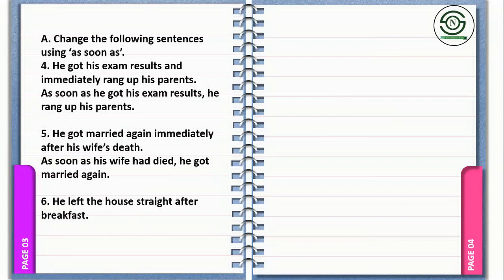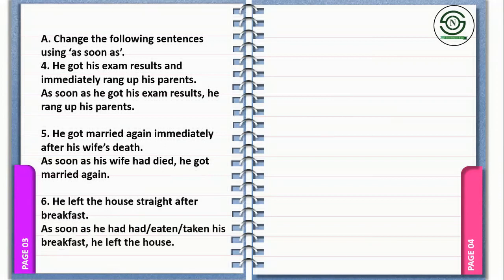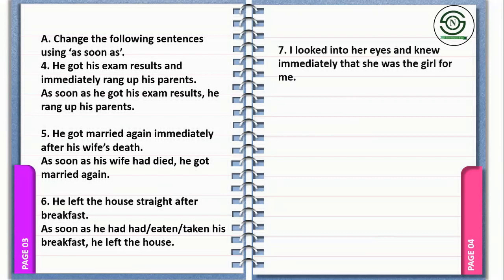Okay, number 6, यो पनि ठ्याक्कै 5 जस्तै छ. यसमा पनि फर्स्ट पास्ट इभेन्टलाई अन्तिममा दिएको छ. ब्रेकफास्ट खाएपछि घर छोडेको. So again, you can say as soon as he had eaten or he had taken his breakfast, he left the house. Straight after हटाउनुहोस्. Number 7, I looked into her eyes and knew immediately that she was the girl for me.